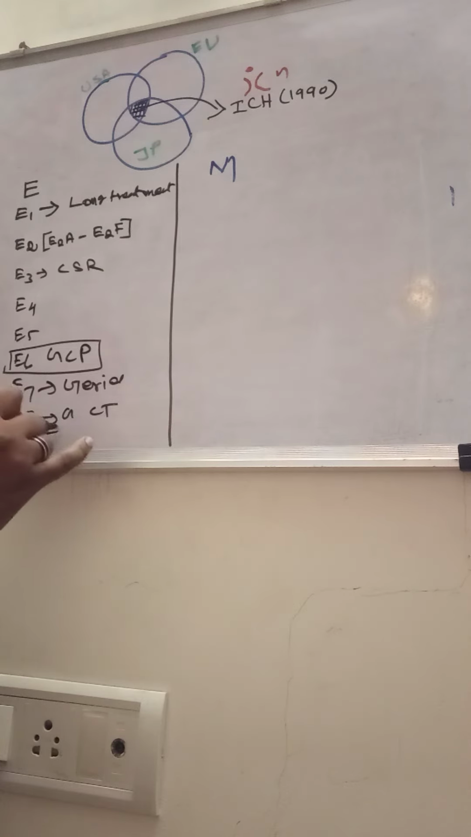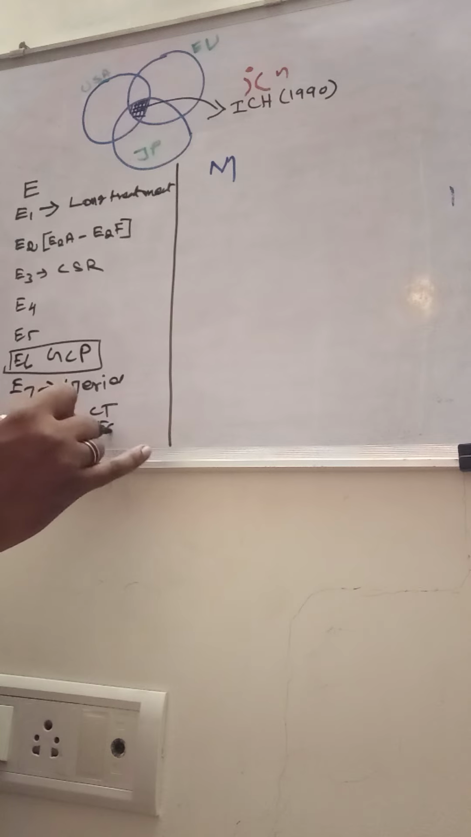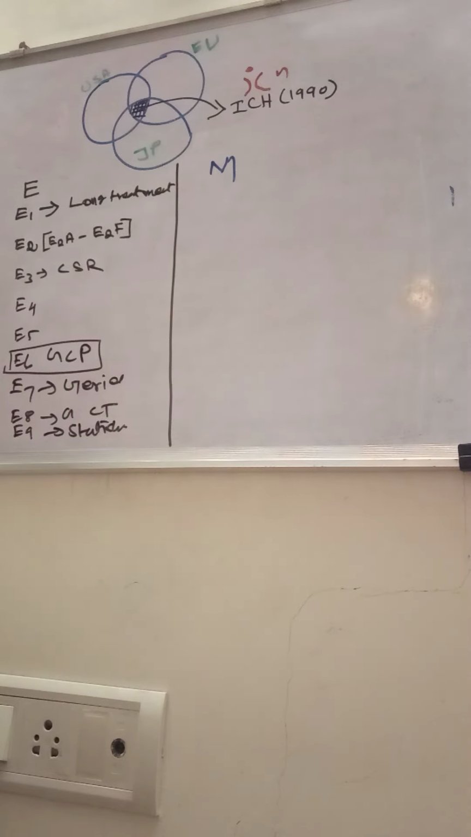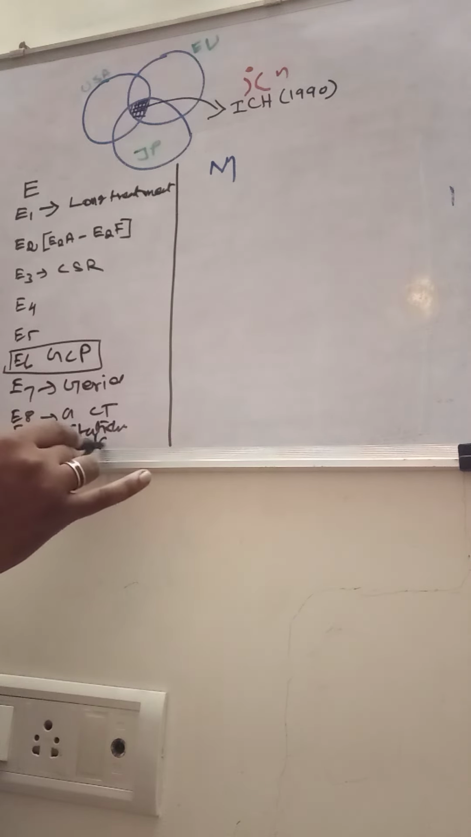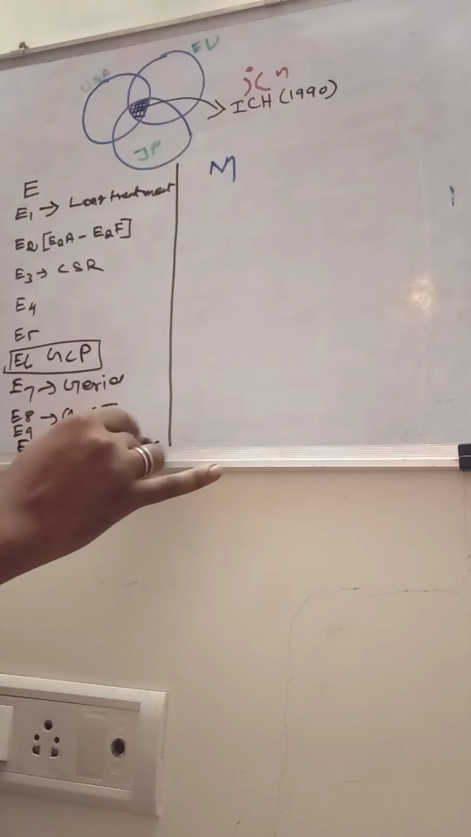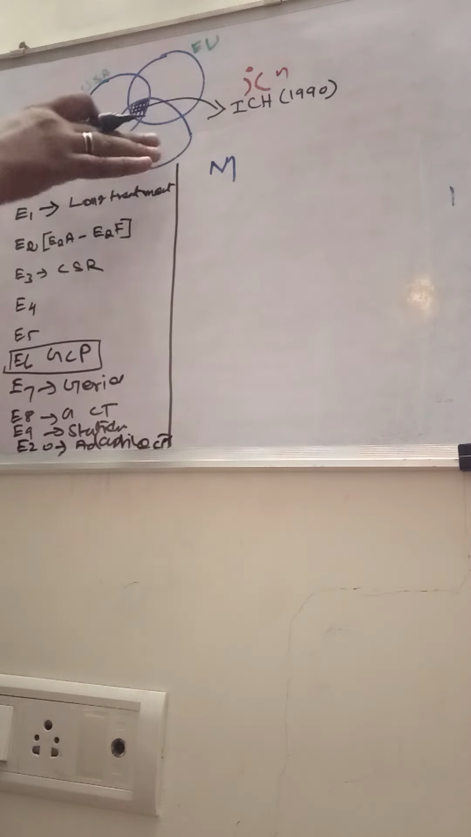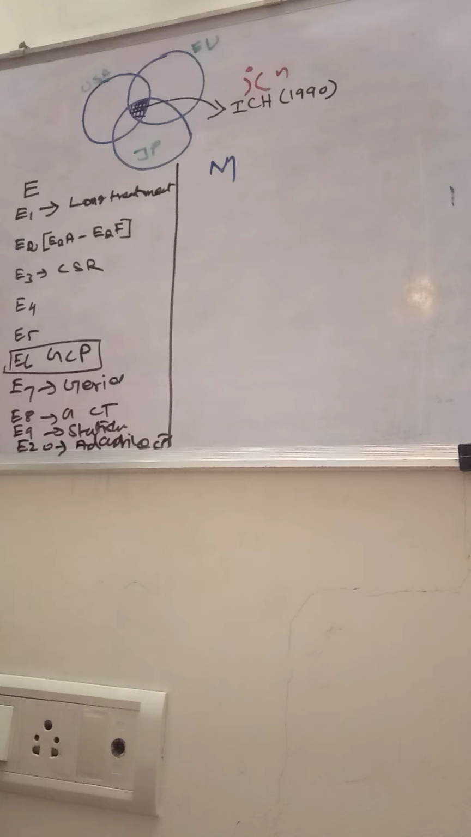E9 usually focuses on statistical aspects of the reporting and everything. And E20 is focusing, again the last one, on adaptive clinical trials. Like this, the E2 guideline provides so many disciplines about the guidelines.